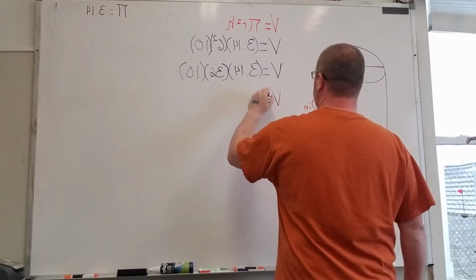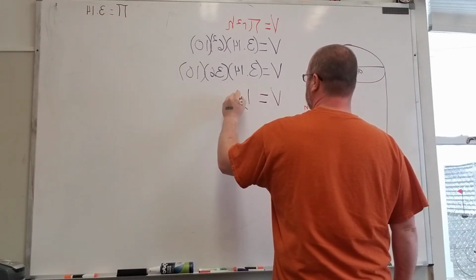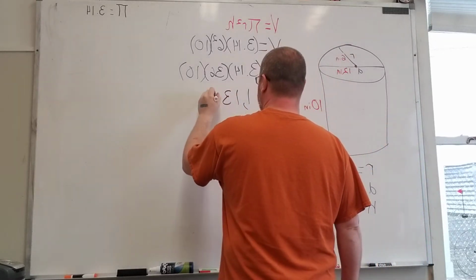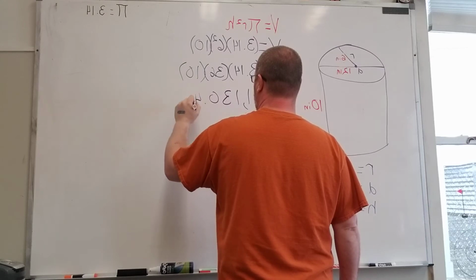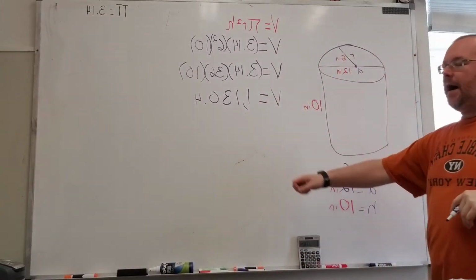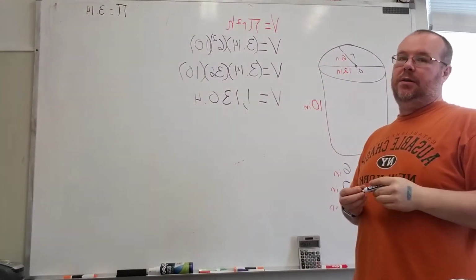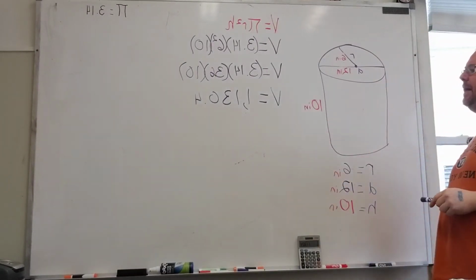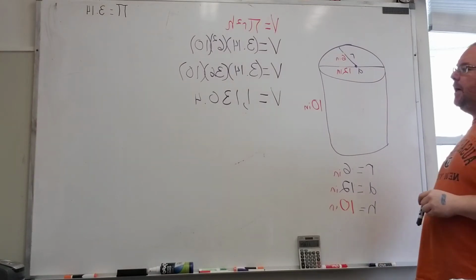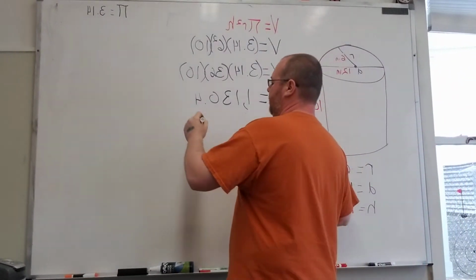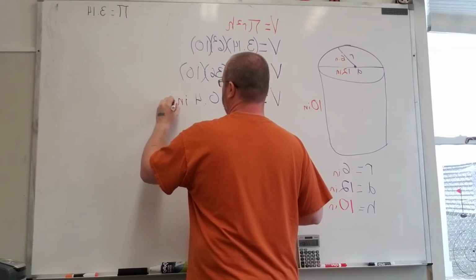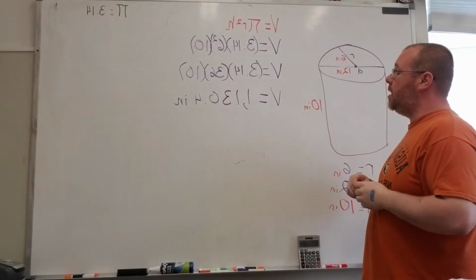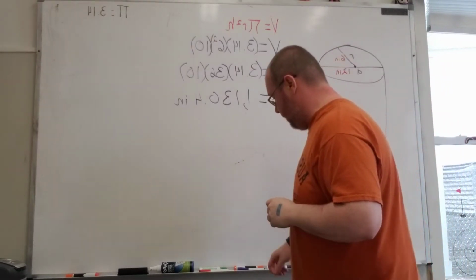Our volume is 1,130 and 4 tenths. Now, what is this problem missing? It is missing a label. What is my label? Inches squared. Awesome. And that is how we solve for volume of a cylinder.